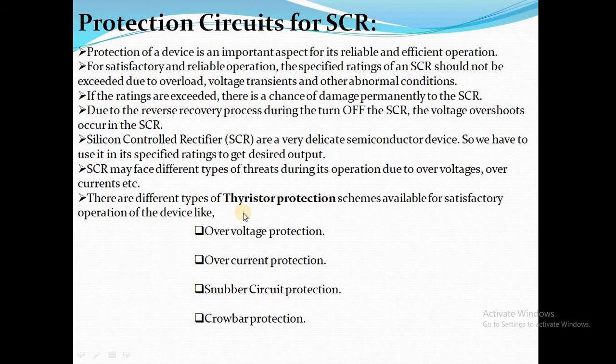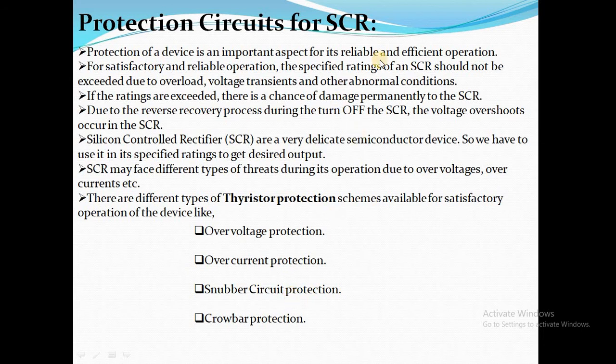Therefore, there are different types of thyristor protection schemes available for satisfactory operation of the devices, like over voltage protection, over current protection, snubber circuit and crowbar protection. So basically we have studied what the need of a protection circuit for the SCR is and what the different methods are that we are going to use for the protection of the SCR here.